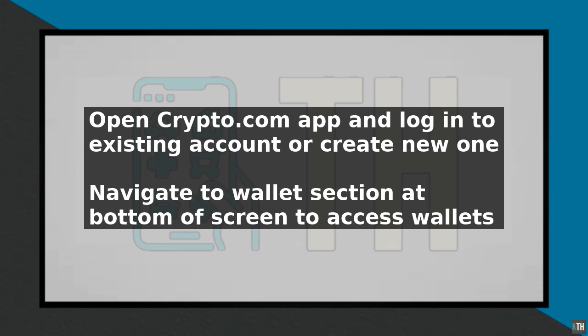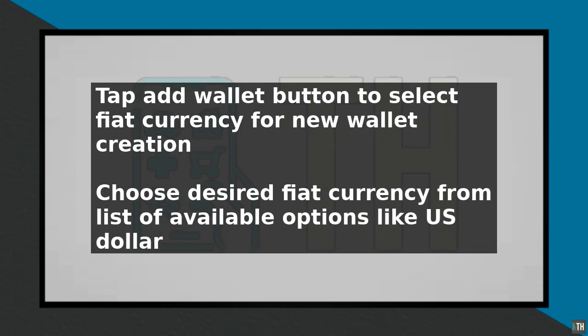In the Wallet section, you will see a list of your existing wallets, including any cryptocurrency wallets you may have already created. To create a fiat wallet, tap the Add Wallet button, usually represented by a plus symbol. This will bring up a list of available fiat currencies, such as the US dollar, euro, or British pound. Select the fiat currency you want to create a wallet for.